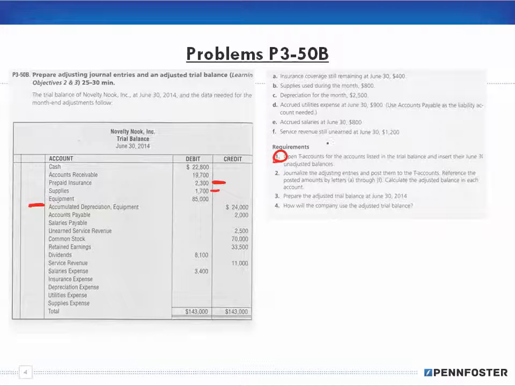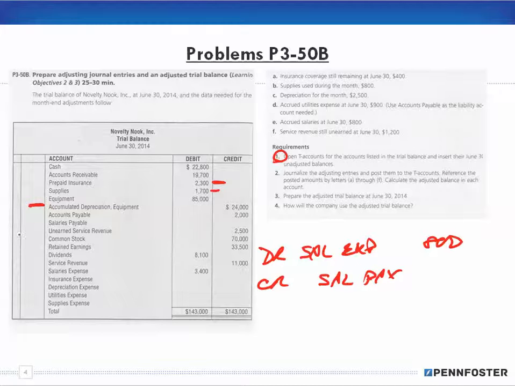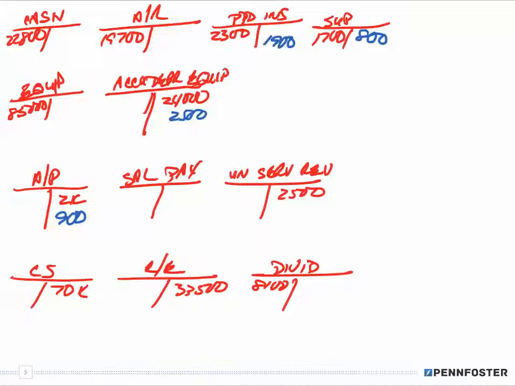E is accrued salaries at June 30th for $800. If I'm accruing the salaries, that means I'm expensing the salaries. So I'm going to debit salary expense for 800, and I have to credit something else. Since it is an accrual, that means I owe it, so I use the salaries payable account for 800. So I post those.